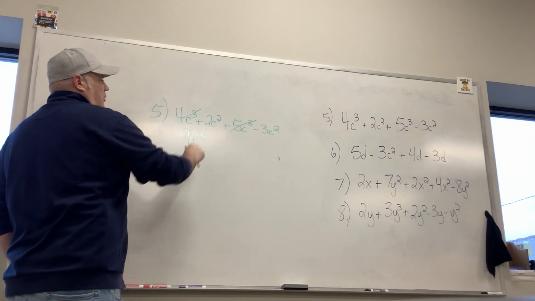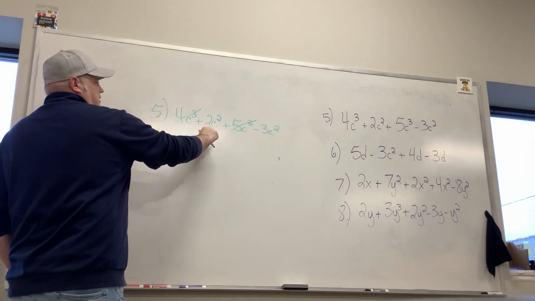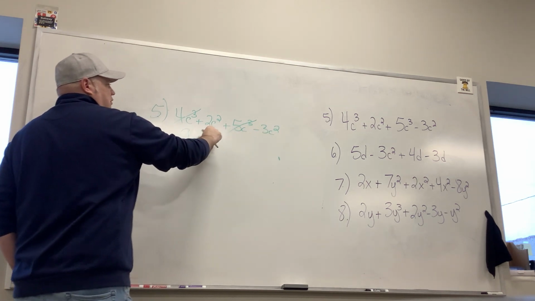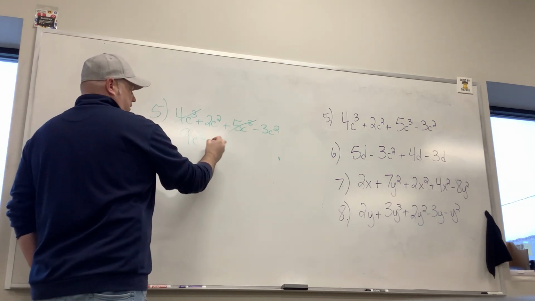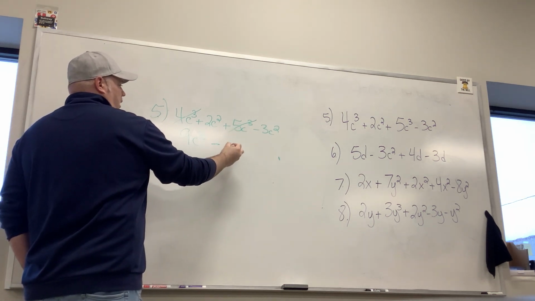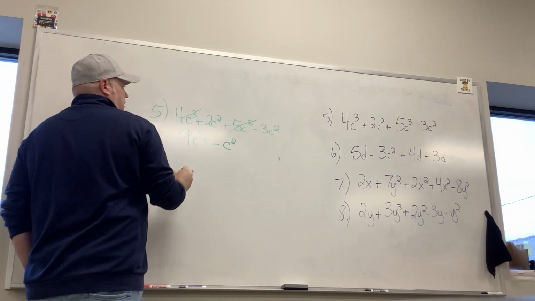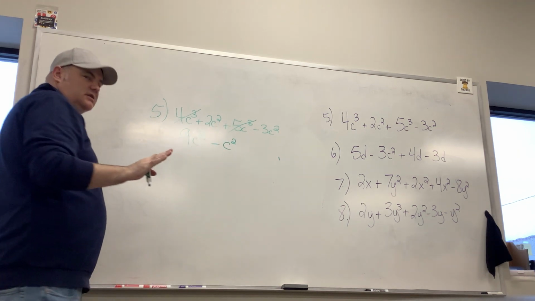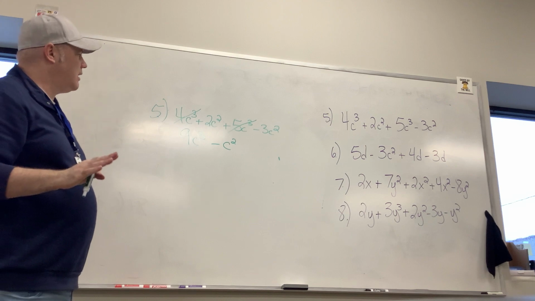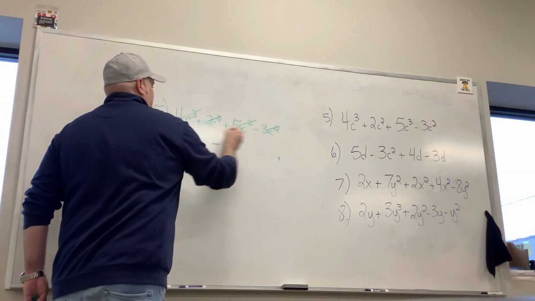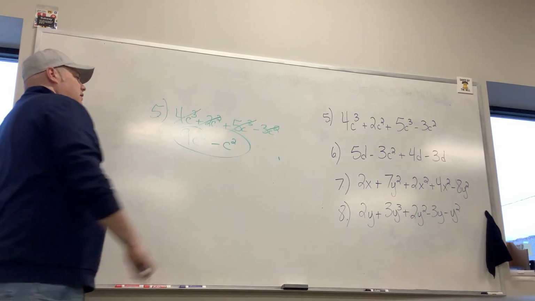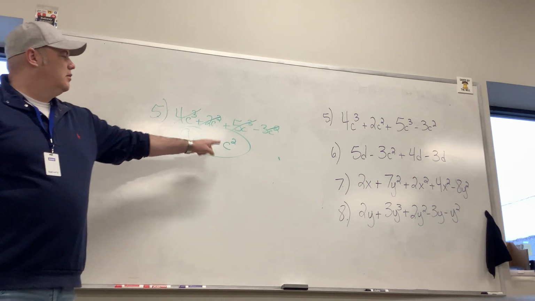Okay, and then I'm going through and saying, okay, here's a c squared, here's a c squared. 2 minus 3 is negative 1. So it's negative, and I don't write the 1. It's just c squared. Nothing happens to the c squared. It stays c squared because you're not multiplying or dividing. And so that is your answer there. You can't combine those because one is a c cubed, one is a c squared.